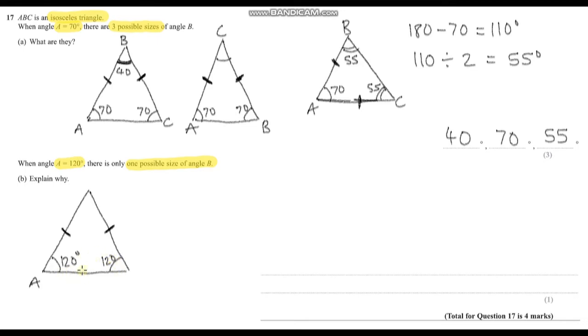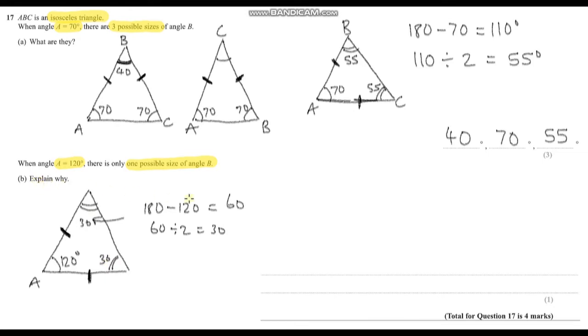But you can clearly see that this is not possible because we know that angles in a triangle add up to 180 degrees. And at the moment, we're at 240. So we're already over what we should be. So this just doesn't work. So this is impossible. So the only way for it to work would be for this length and this length to be the same and these two angles to be the same. And let's just work out what these angles are. So we can do 180 minus 120, which gives us 60. And then do 60 divided by 2, which gives us 30. So these two angles are 30 degrees.